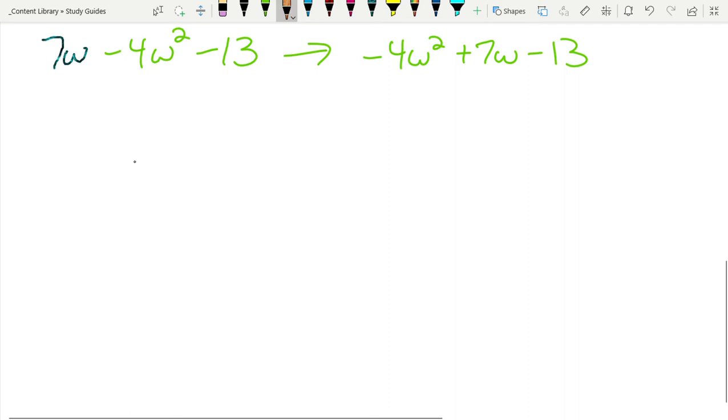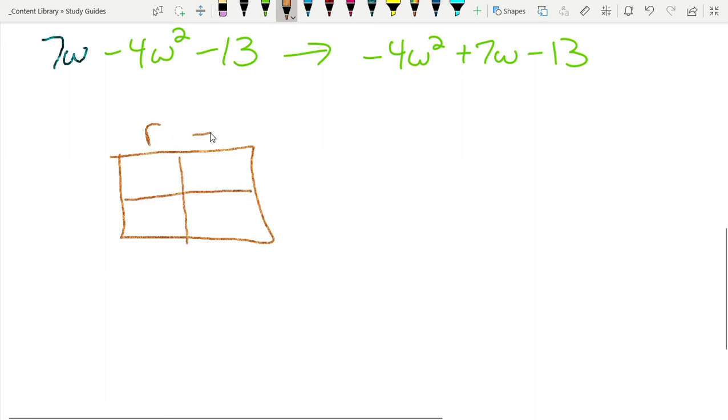r minus 8 times r minus 5. Most people use the box method for these, so I'll use the boxes throughout this study guide. So you put your first binomial on the top, or it can be on the side, it's your choice. Your second. And now you just fill in your boxes.